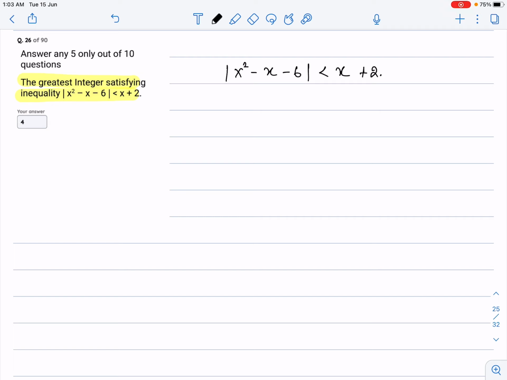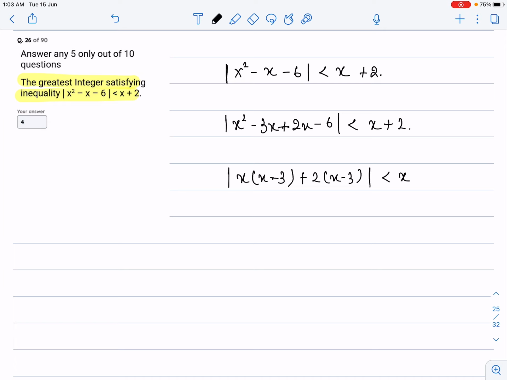So guys, the quadratic is factorizable. The quadratic written inside the modulus is factorizable. You can write it like x square minus 3x plus 2x minus 6 is less than x plus 2. This could be further written as x into x minus 3 plus 2 times x minus 3 is less than x plus 2. That will become mod of x plus 2 multiplied by mod of x minus 3 is less than x plus 2.